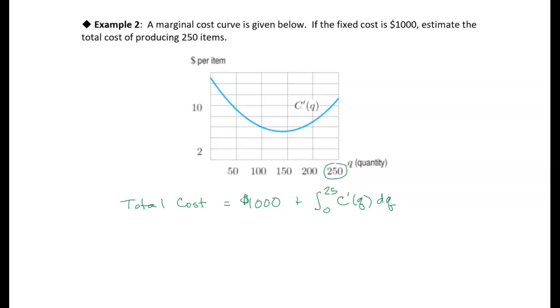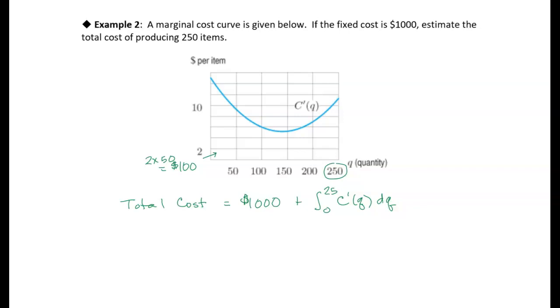Looking at the scale over here, it looks like every rectangle is 2 by 50, so $2 per item times 50 items. That represents $100. So when we integrate this curve, each grid square represents $100, and now we have to estimate how many grid squares there are.